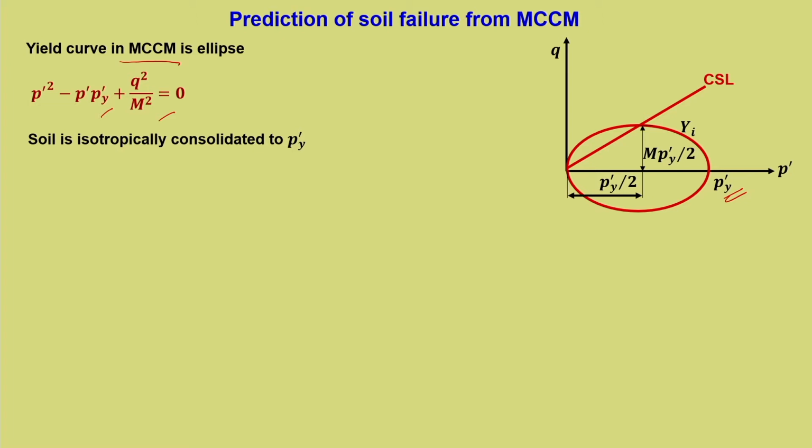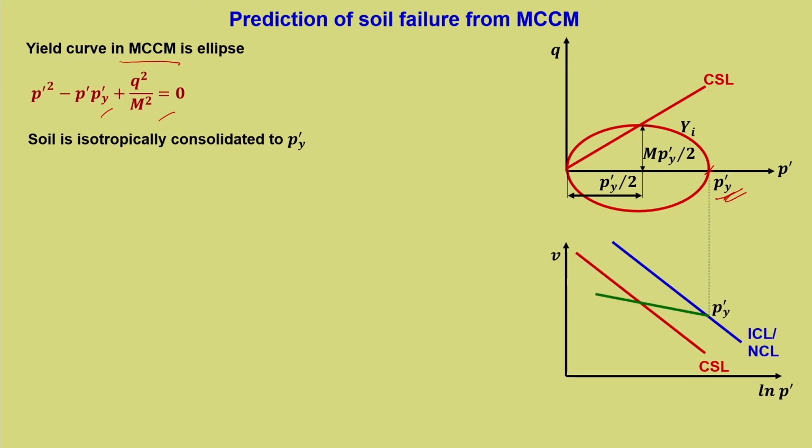The soil is isotropically consolidated to p'y, this one. The same is shown here, p'y, from where the unloading can happen. The soil is unloaded to p'0, which is a lightly overconsolidated state. So, somewhere here, so that it is lightly overconsolidated. So, p'0, this is the unloading line. You can see that it unloads to p'0.